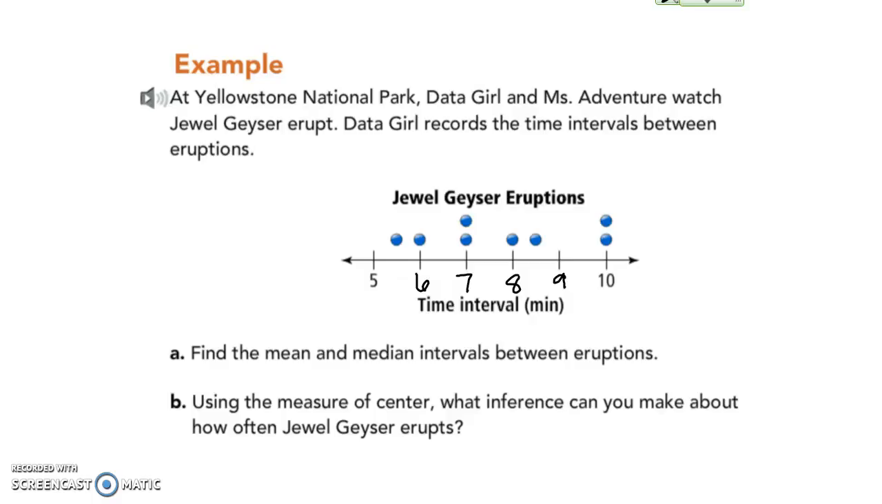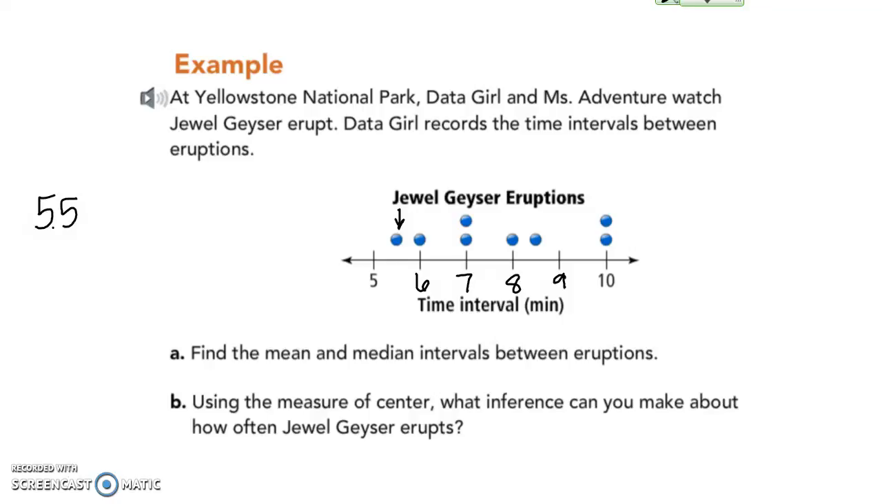So make sure you understand how I'm going to get the numbers from this dot plot. My first dot on my dot plot is right here. It's halfway between 5 and 6. So what number would be halfway between 5 and 6? It would be 5.5.